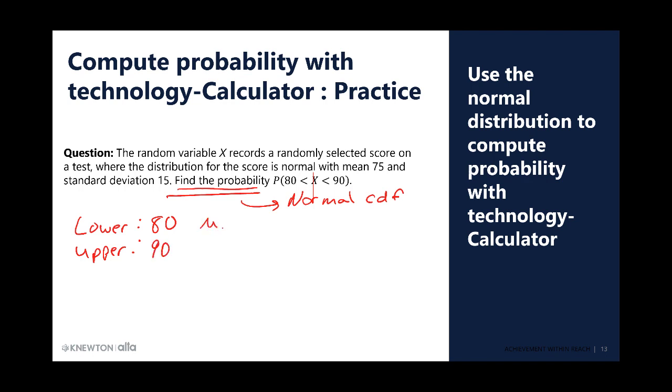What's the mean? Well, they have to tell us the mean. In this case, the mean is 75. It's not 0 anymore because it's not a standard normal distribution. And the standard deviation is 15. So this is what you put into the calculator to calculate the probability.